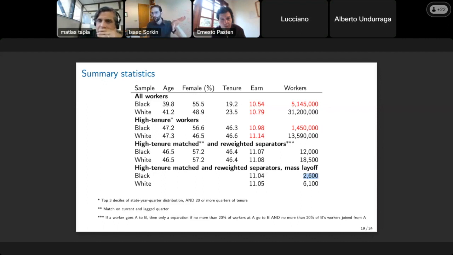In the first part of the paper I was just matching on one quarter of earnings. In this part I'm matching on two quarters of earnings, because this kills the mean reversion. In terms of what high tenure means, it's the top 3 deciles of the state-year-quarter distribution, with 20 or more quarters of tenure, just to cut off some of the weird low tenure ones. The mean level of tenure is over 11 years in this sample.